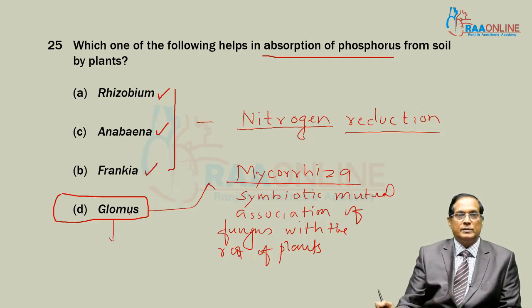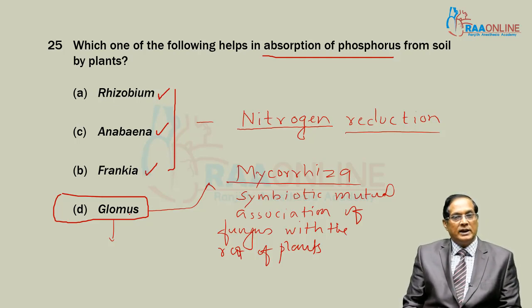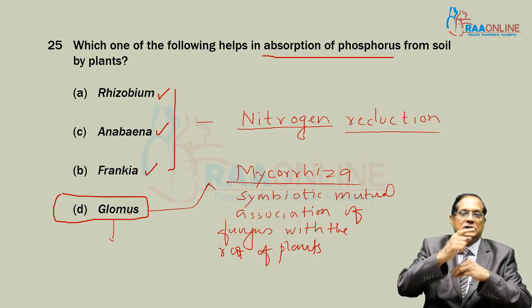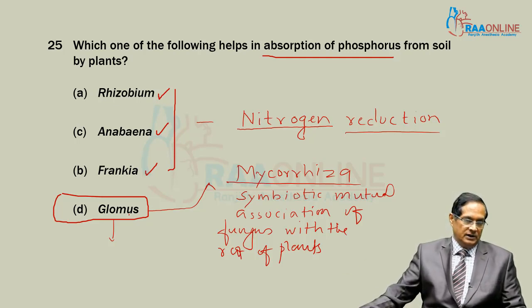Glomus gets nourishment from the plant, and Glomus provides phosphate and other minerals, which are absorbed from the soil and transferred to the plant. That is the role of Glomus, and it also forms a cover around the root, so it provides protection also. Glomus is a mycorrhiza performing the function of root hair, that is, absorption of water and minerals, especially phosphate, and providing them to the plant. The first three are involved in nitrogen reduction, not with phosphorus.